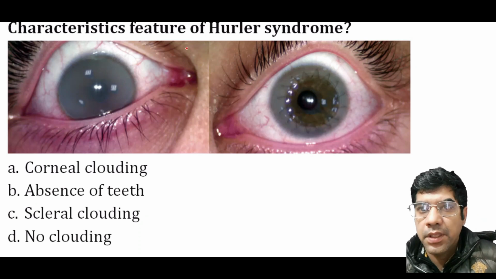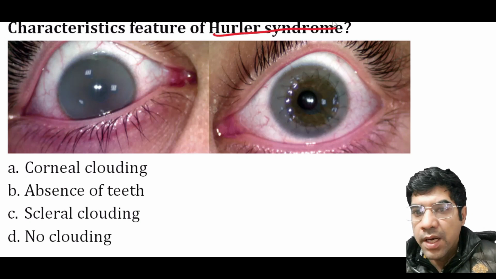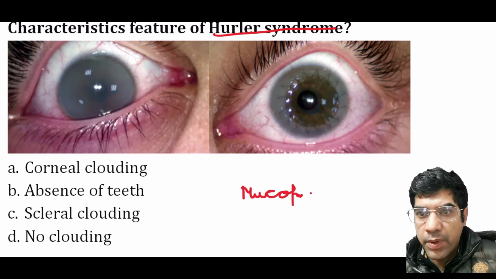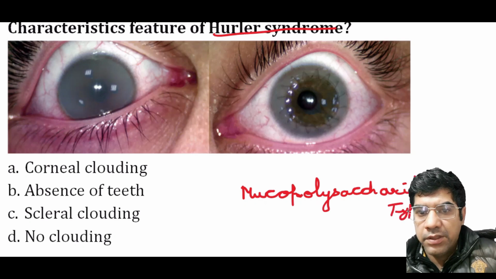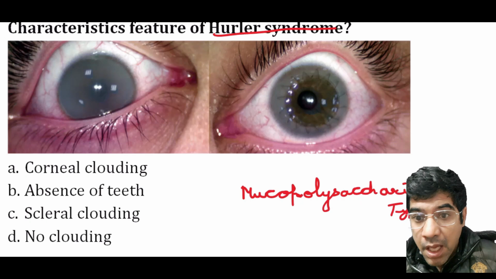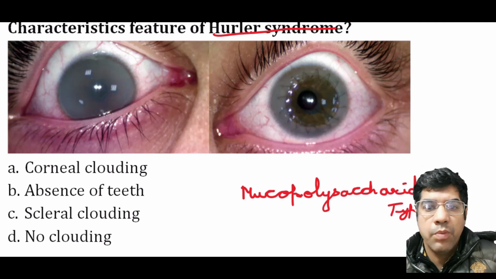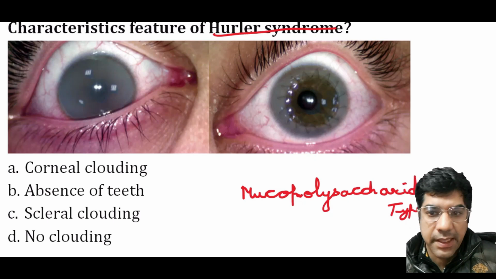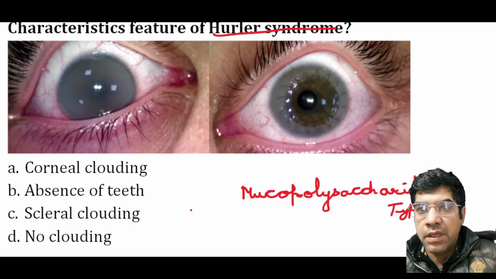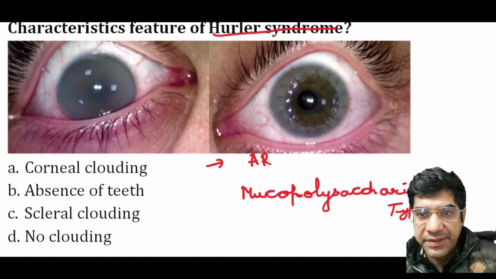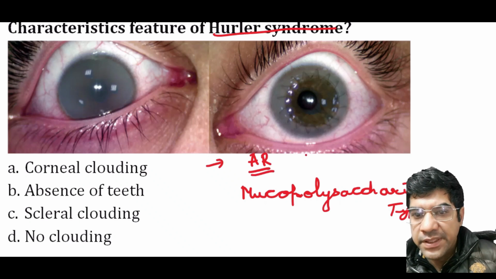Moving to the next question. Characteristic feature of Hurler syndrome is, well, we know Hurler syndrome. It is also known as mucopolysaccharidosis type 1. Remember, it is a rare metabolic disorder belonging to the group of diseases that are known as mucopolysaccharidoses. It is an autosomal recessive disorder that occurs due to the deficiency of an enzyme.